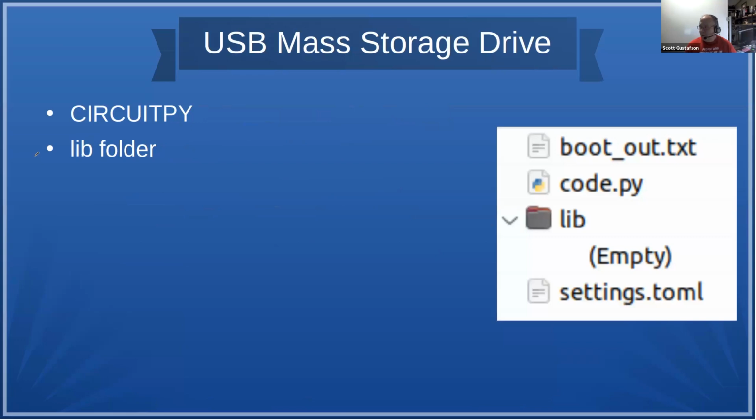All right, so it shows up on your computer as a USB mass storage device. CIRCUITPY is the name, and it has a lib folder. The boot_out just tells you what the boot state was and what version was loaded. And settings, we'll get to that in a little bit, but that's where you can put basically global variables that you want to access.